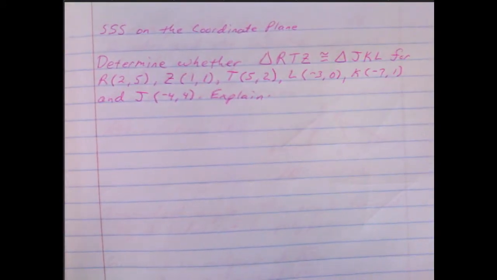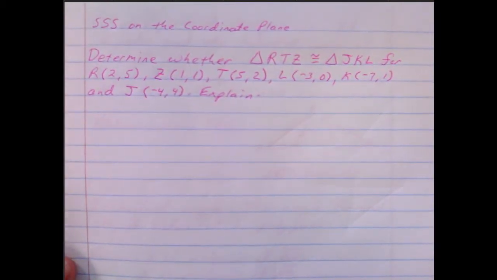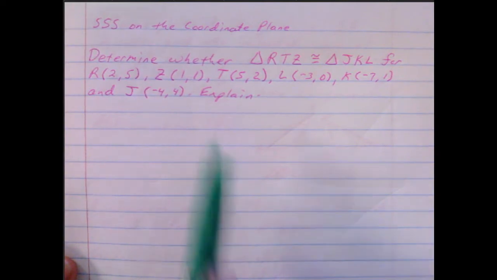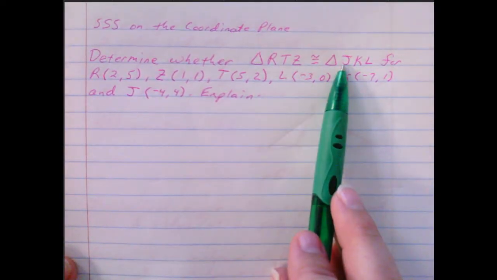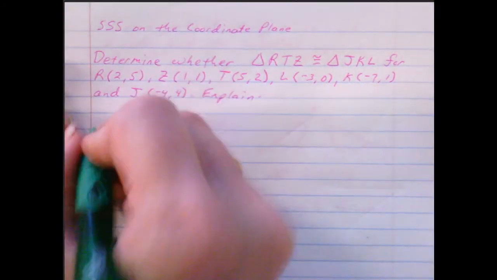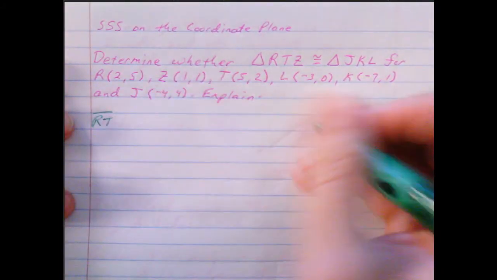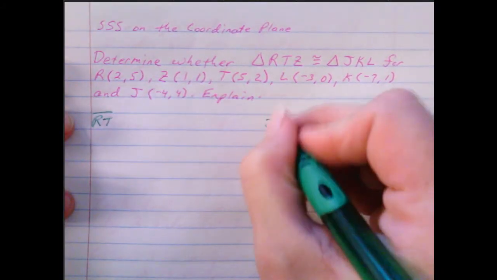So now we're going to look at this in relation to coordinates. So you can graph this if you would like to. I'm not going to for this example, just because we're going to be determining if these two triangles are congruent, and we're using the distance formula for that. So I don't necessarily need to have it graphed in order to be able to use my distance formula. So we're going to be proving that RT is congruent to JK.